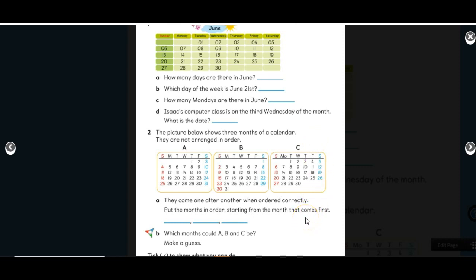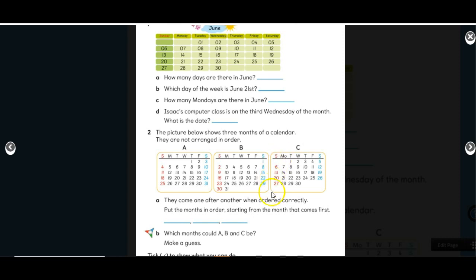Okay, so in this next exercise, there are pictures below of 3 months of the calendar, and you have to arrange them in order. So this may look a little bit tricky because they haven't told you the months of the year. If you had the names of the month, then you could put them in order using their names. But we don't have the name. So how do we solve this?